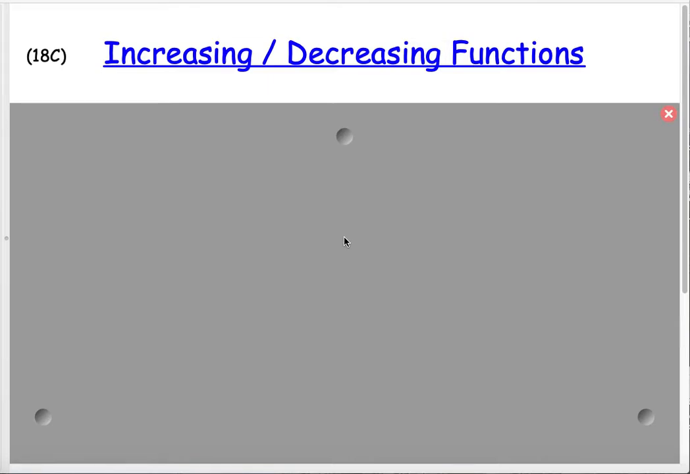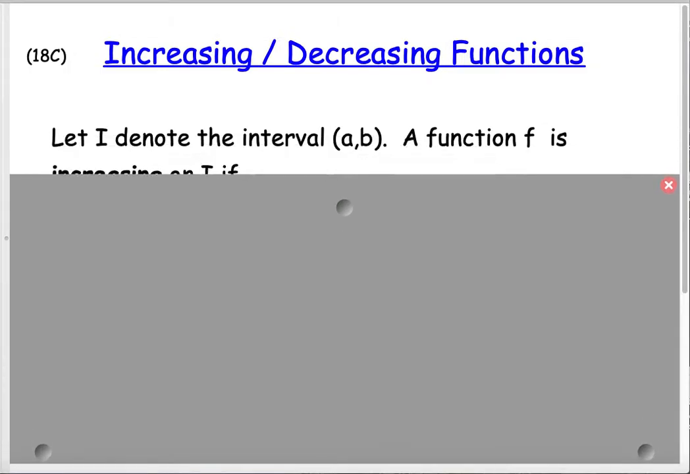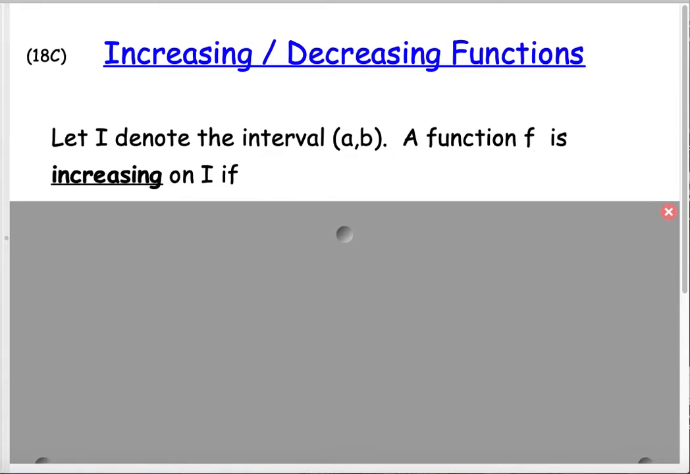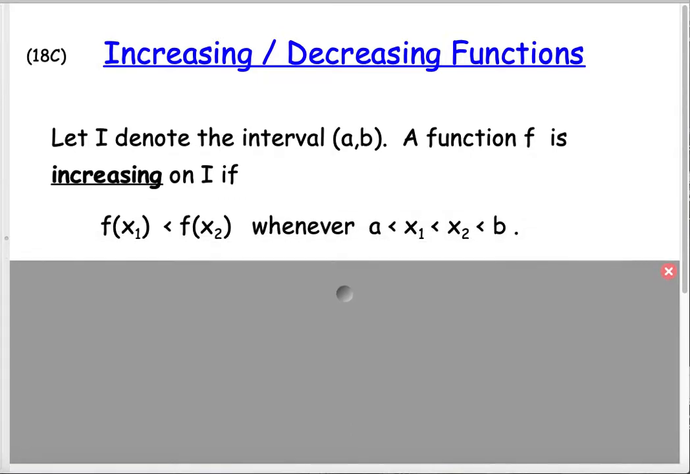So let's investigate a little more with the connection between a derivative and whether a function is increasing or decreasing. First, I guess we should define what we mean as increasing. If I is an open interval from a to b, a function f is going to be increasing on that interval if f of x sub 1 is less than f of x sub 2 for any x sub 1 and x sub 2 in that interval where x sub 1 is less than x sub 2. So basically that means as we're following our graph from left to right, it's moving up.